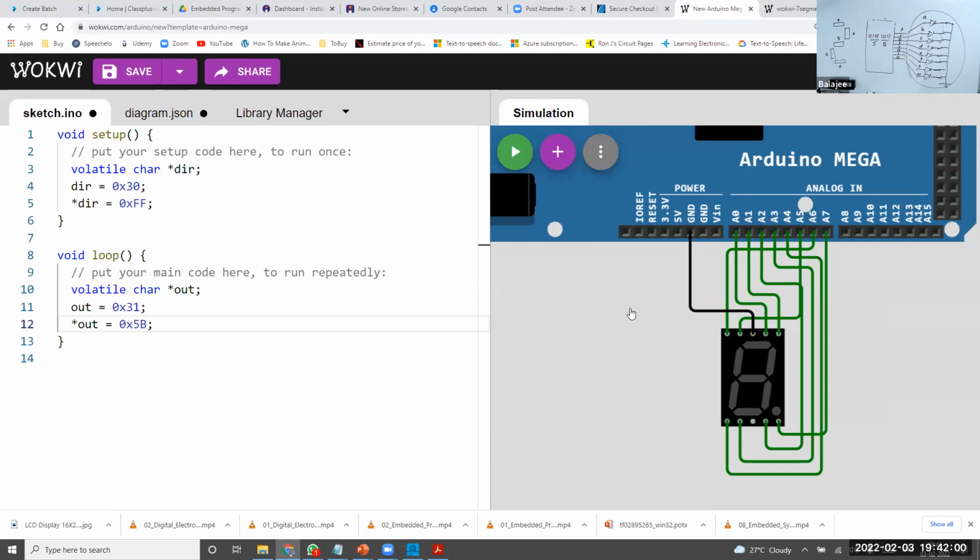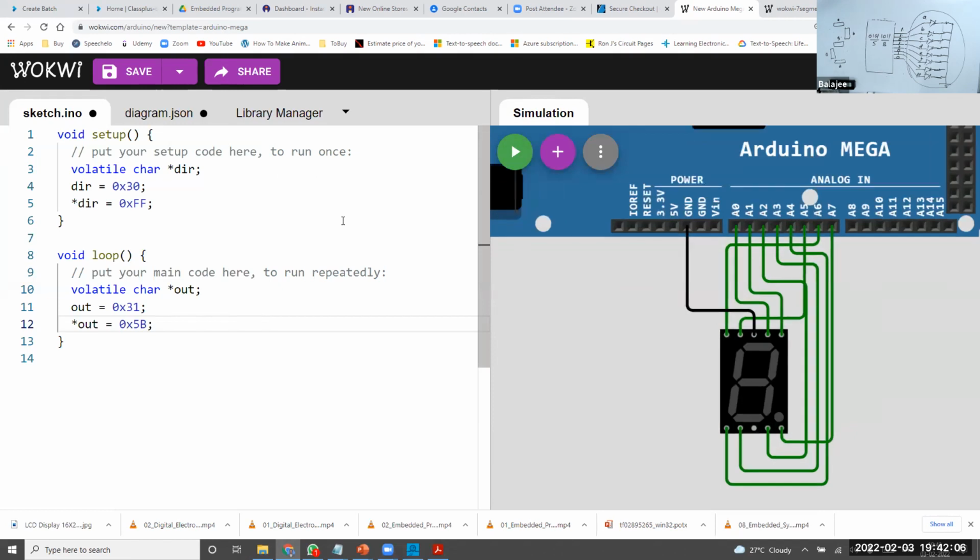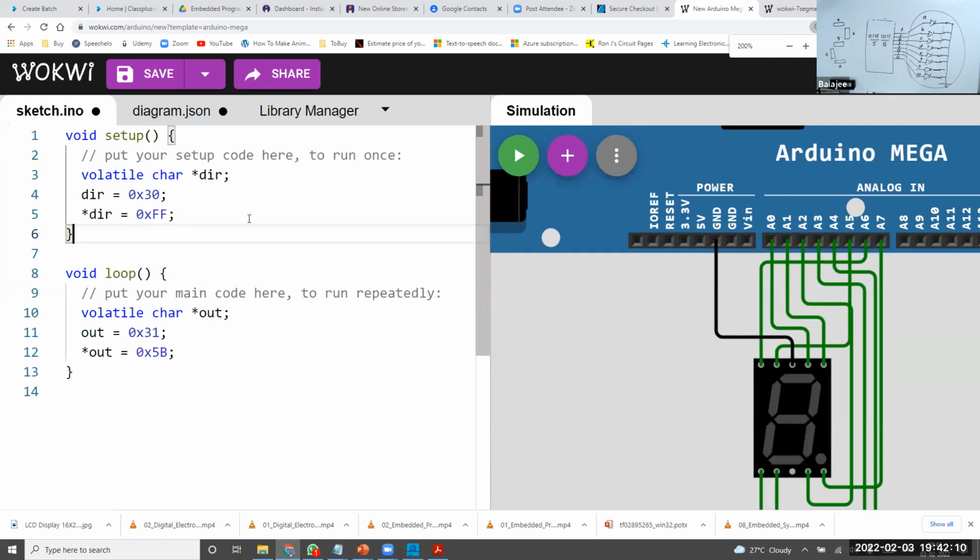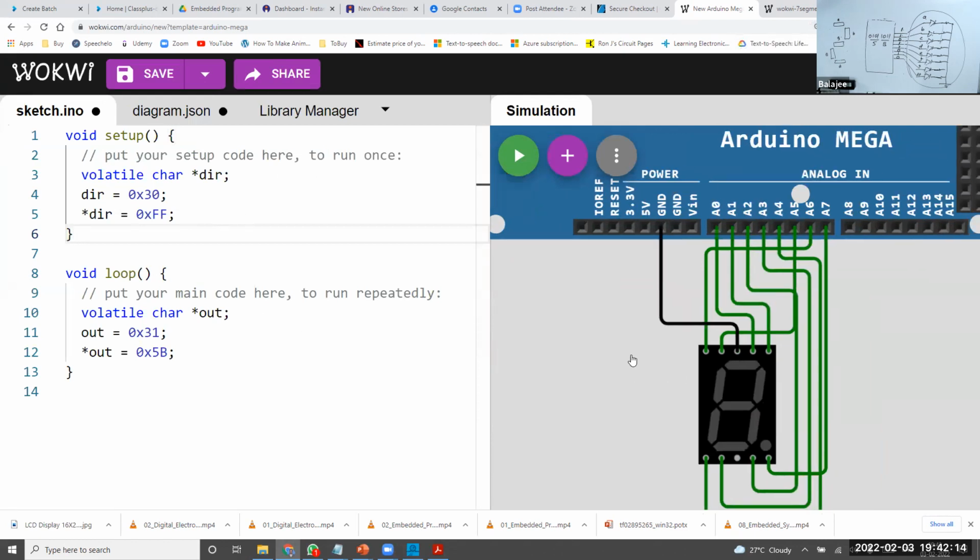Okay, it's done. Now let me run the program. I made it slightly bigger so you'll be able to see. I hope things are visible to you. That's why I make it bigger. Now I run it here. When I execute the program, see, the 2 has come. Understand now? Now you got a 2.